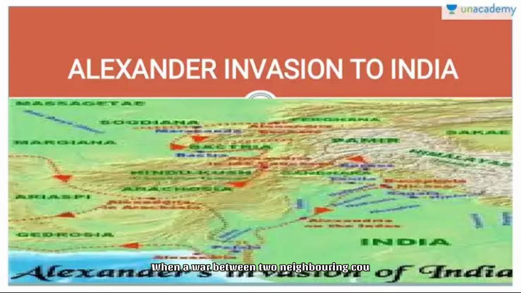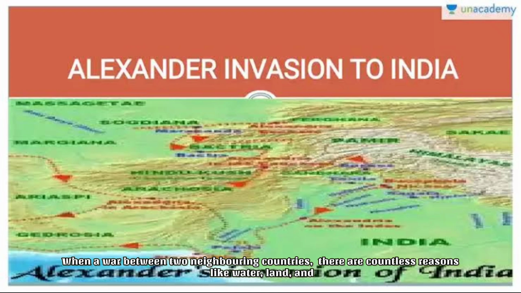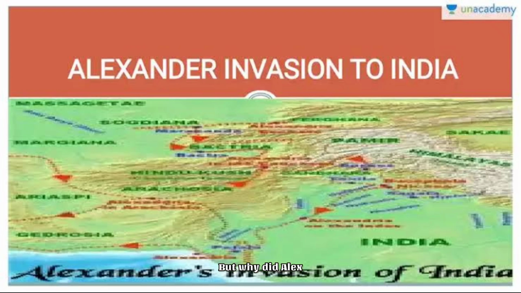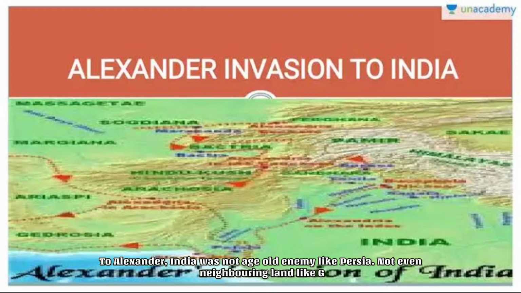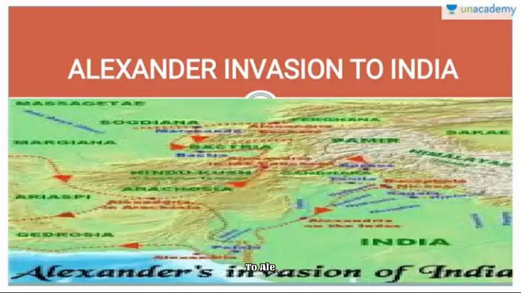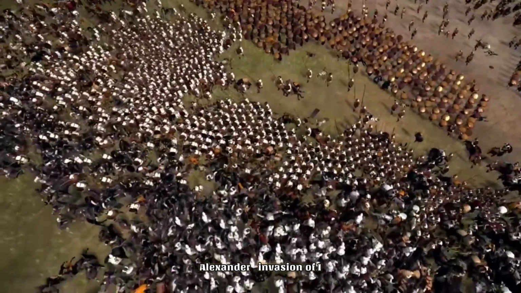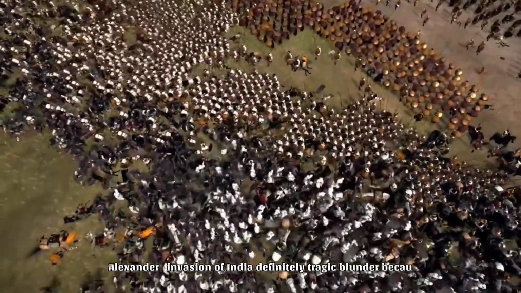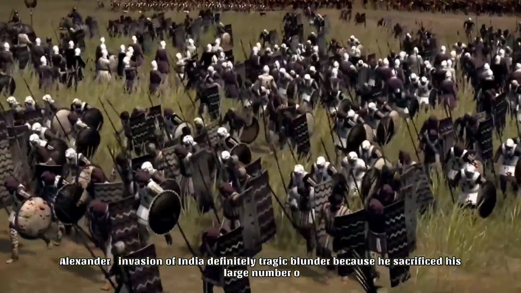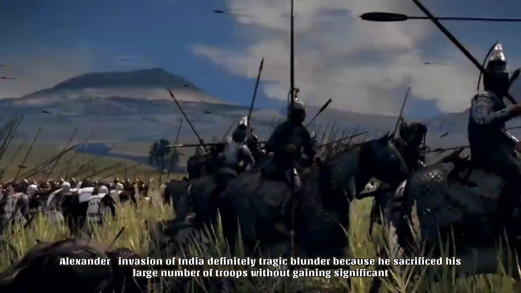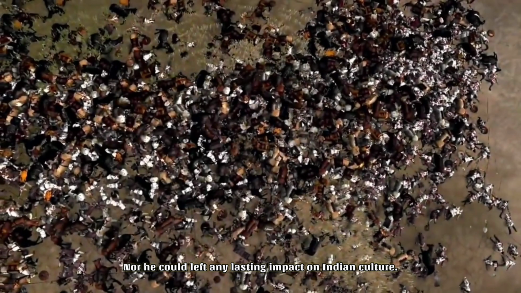When there is a war between two neighboring countries, there are countless reasons like water, land, and other resources. But why did Alexander want to conquer India? To Alexander, India was not an age-old enemy like Persia, nor even a neighboring land like Greece to Macedonia. To Alexander, India was an unknown land. Alexander's invasion of India was definitely a tragic blunder because he sacrificed a large number of troops without gaining significant territory, nor could he leave any lasting impact on Indian culture.